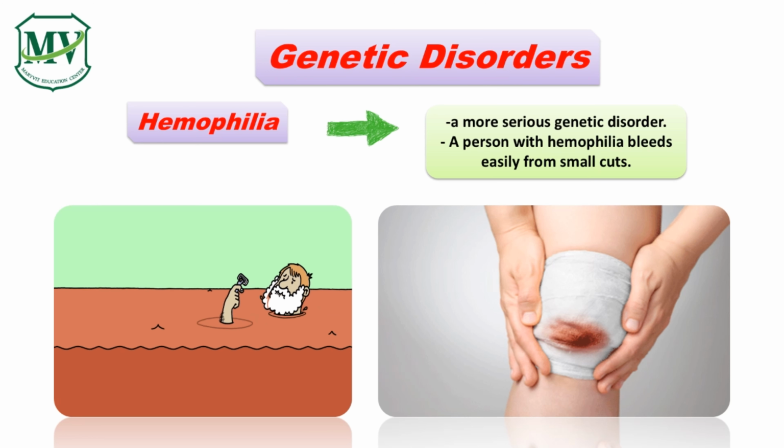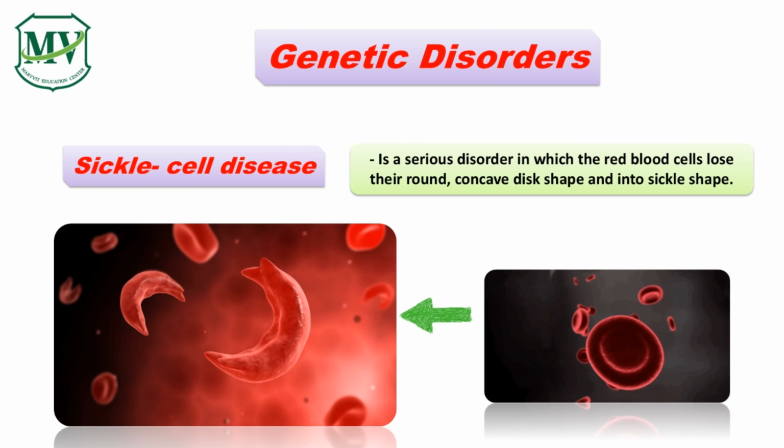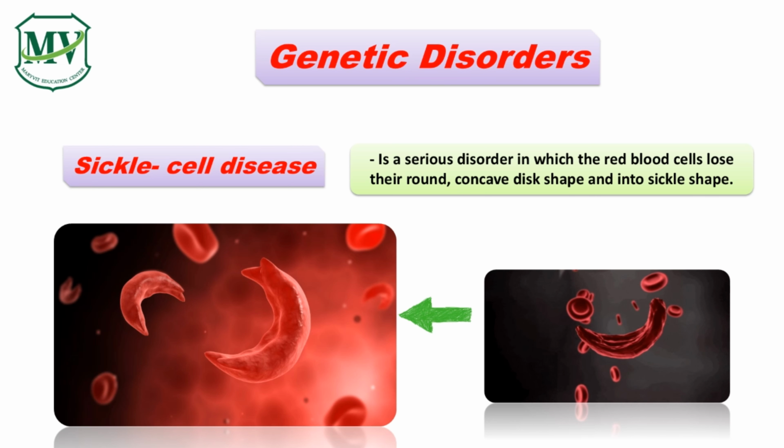Another genetic disorder is sickle cell disease. Sickle cell disease is a group of disorders that affects hemoglobin, the molecule in red blood cells that delivers oxygen to cells throughout the body. People with this disease have atypical hemoglobin molecules called hemoglobin S, which can distort red blood cells into a sickle or crescent shape.